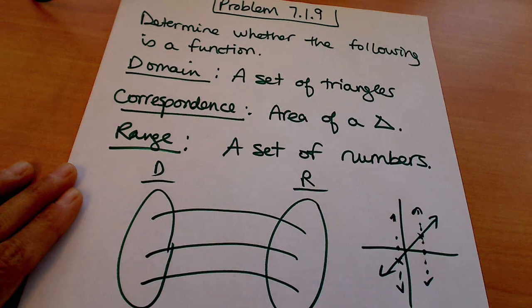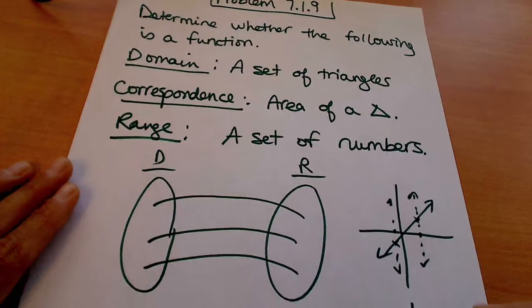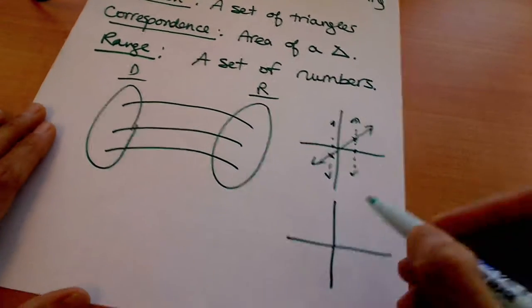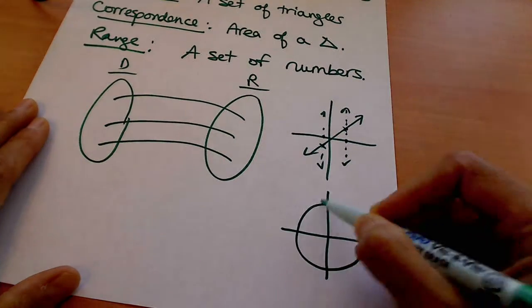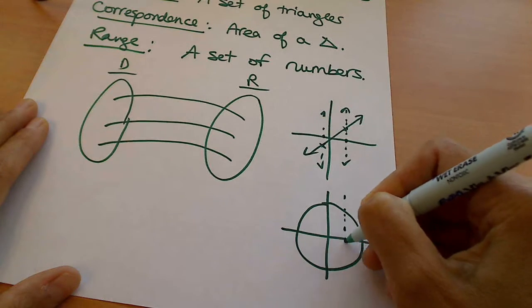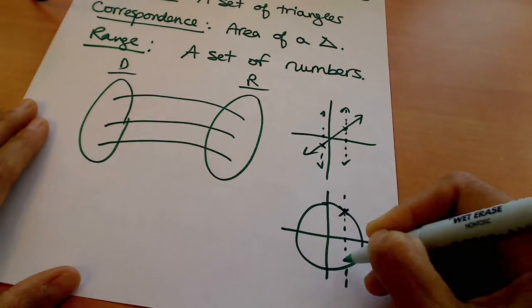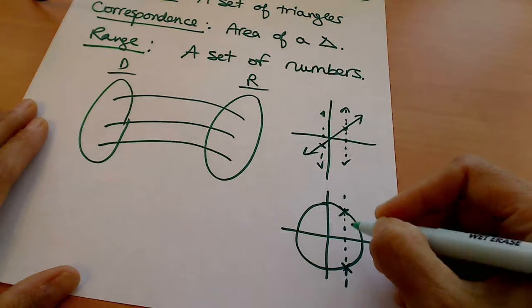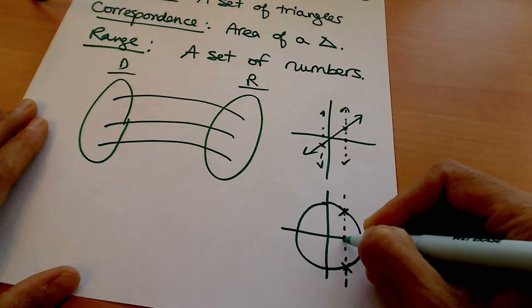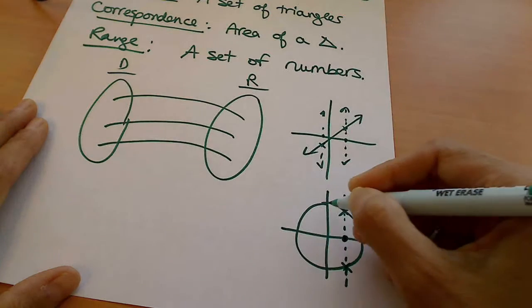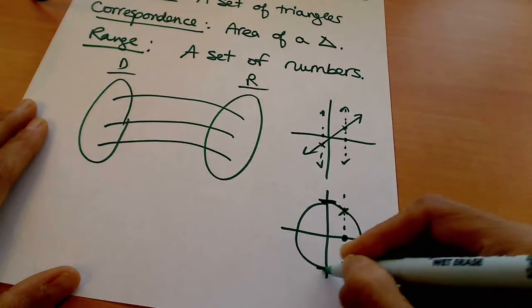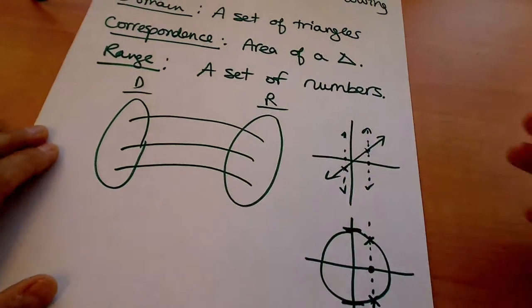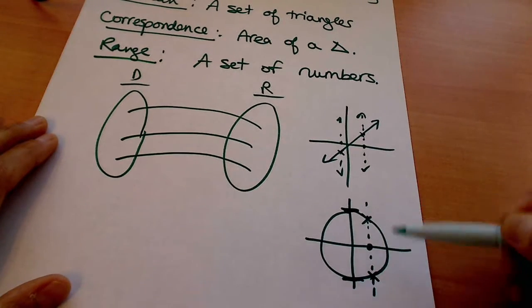A situation where the vertical line test would fail would be something like this, like a circle. So with a circle, you can see that because a vertical line dropped down through it hits twice, it's actually not a function, and that's because we have this one x right here corresponding to two different y values. Okay, so that's not a function.